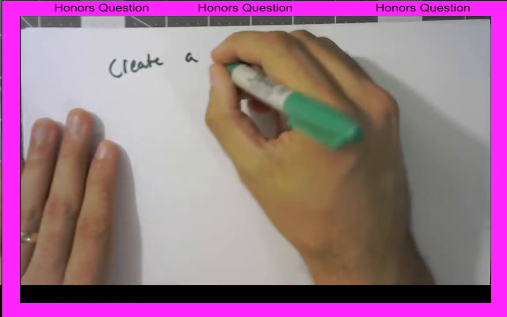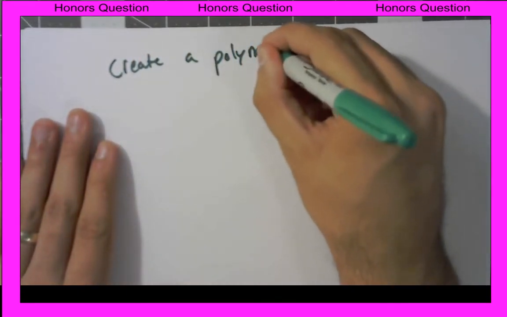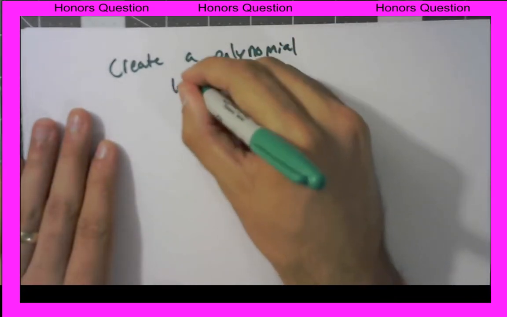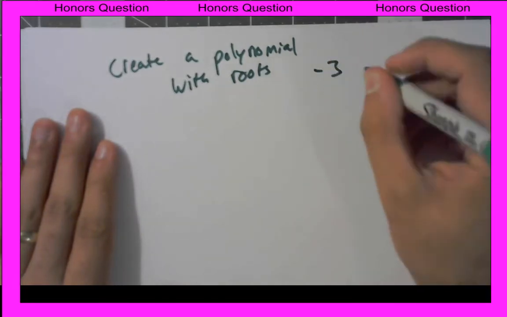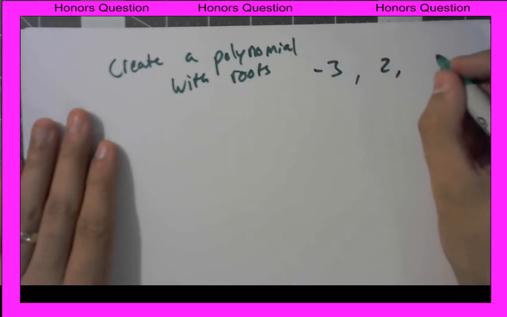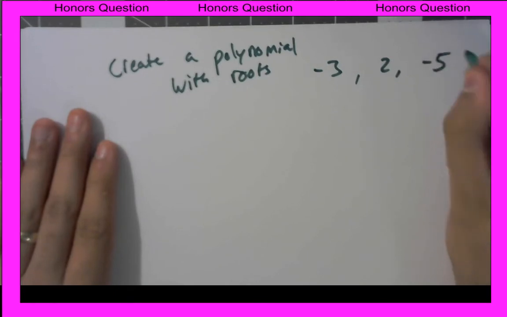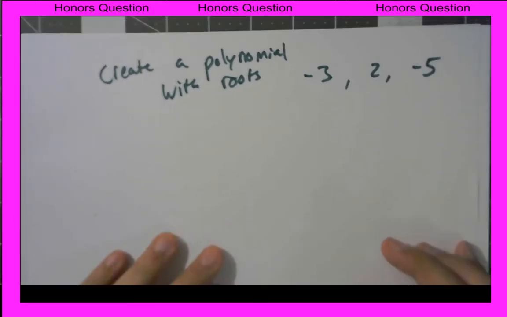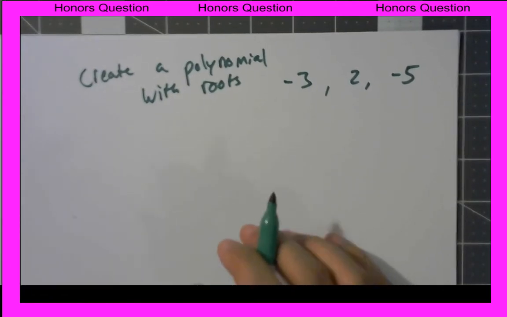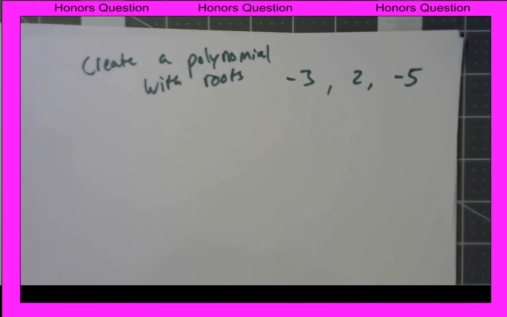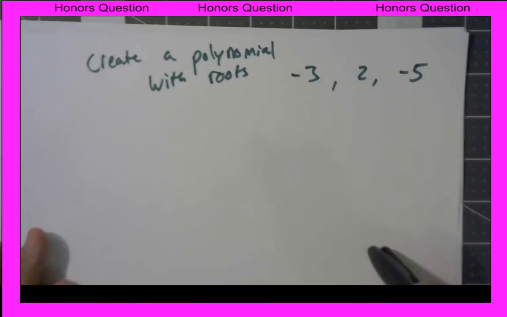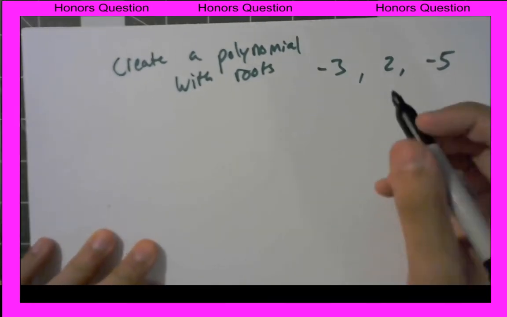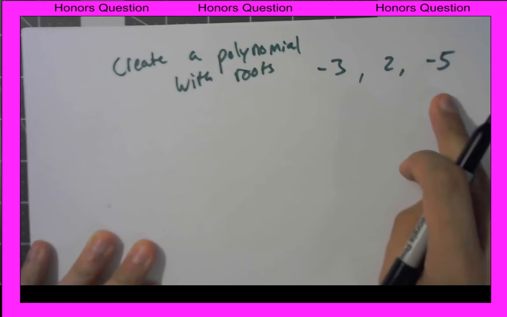We want to create a polynomial with roots. How about -3, 2, and -5? I have good news for you. If you showed up here, I will let you know a little secret. This problem will not have imaginary numbers. That just takes too long. Easy things to mess up. So we're just going to do it with real numbers.